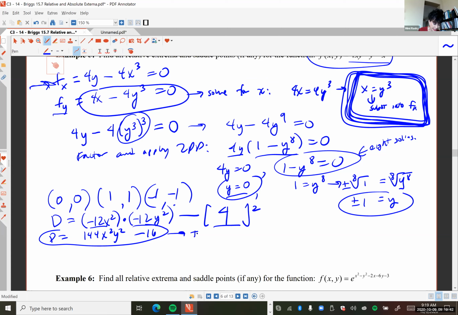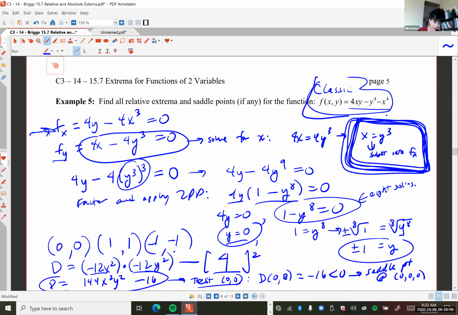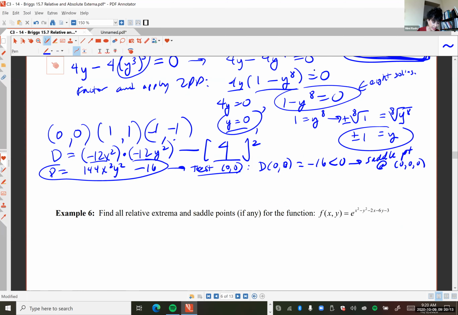So here we go. Let's test the point (0, 0). When you evaluate D at (0, 0), which is pretty easy, you're going to get -16, which is a negative value, and so you're going to have a saddle point, because the theorem says if D is negative, you have a saddle point at the ordered triple (0, 0, 0). If you plug (0, 0) into the original function, 4xy minus y to the 4th minus x to the 4th, you'll get 0. So you got a saddle point.